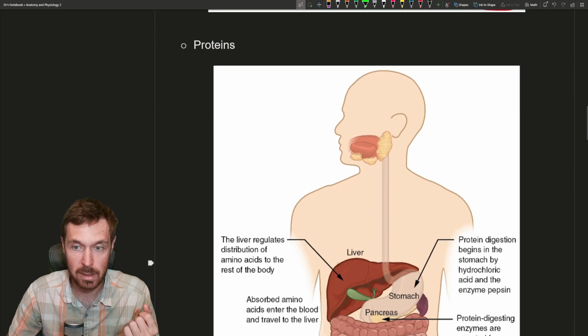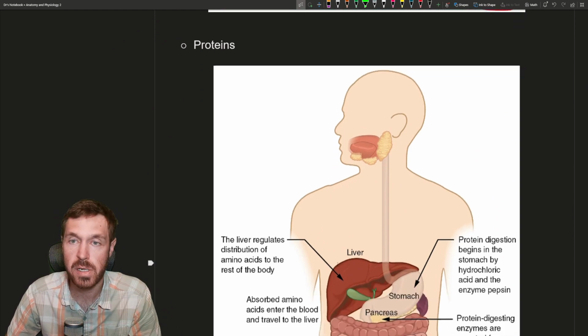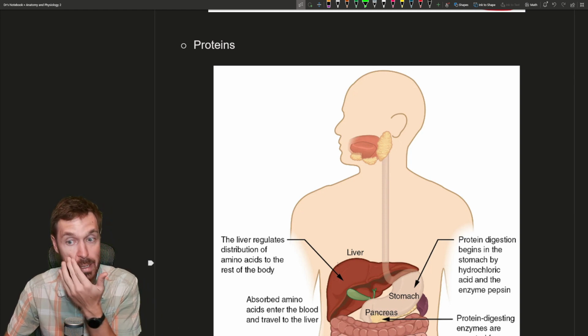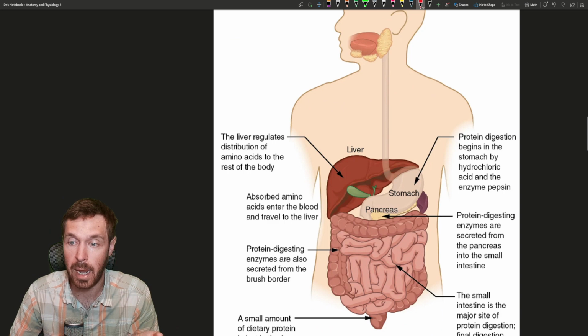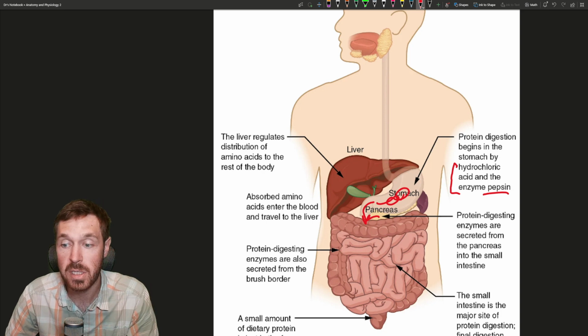For proteins, you have proteases. Now there are a whole bunch of different proteases that are released. Like in your stomach, you begin to break down. So not only does hydrochloric acid help, but pepsin also begins to help. And then the pancreas, so that begins breaking down. Then you enter the duodenum, and the pancreas releases a whole bunch of different enzymes.